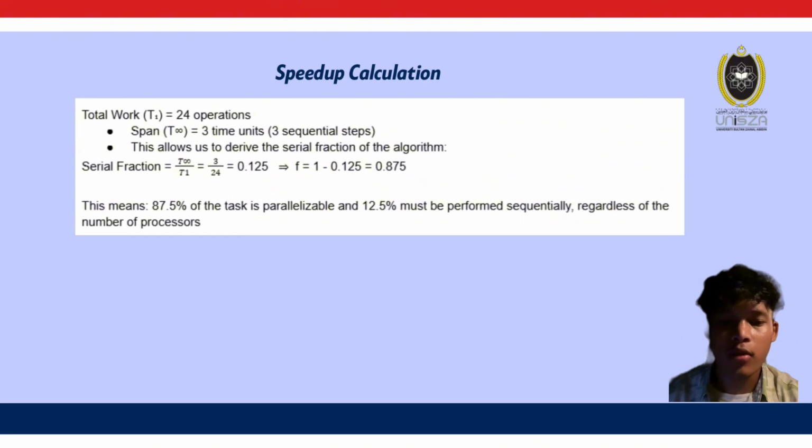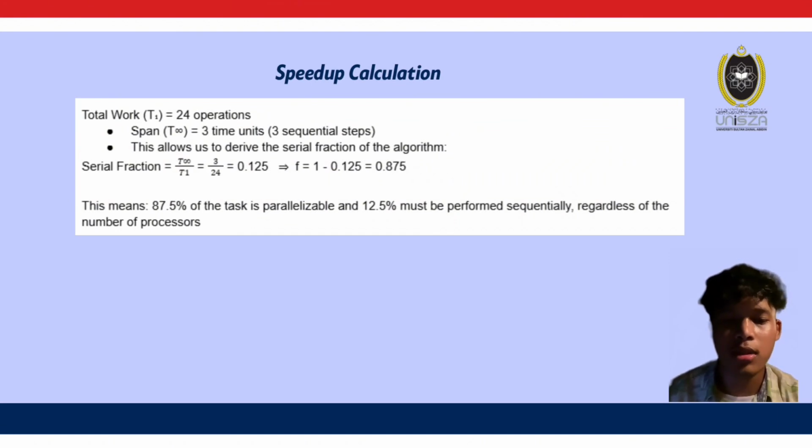In this final slide, we calculate the serial fraction using the formula, then we get the parallel fraction. F equals 1 minus 0.125 equals 0.875. This means 87.5% of the algorithm is parallelizable.